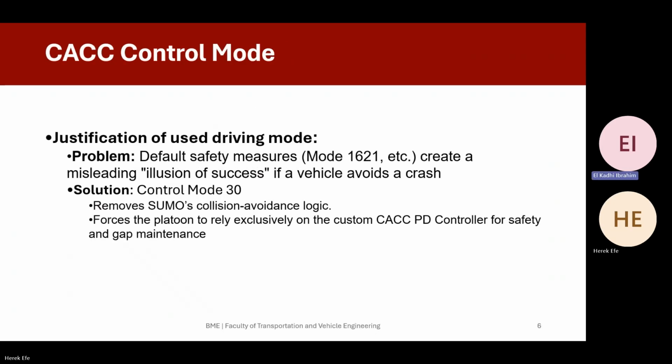The cooperative adaptive cruise control mode is using control mode 30, because using the default mode of 1621 can create a misleading illusion of success. If a vehicle is avoiding a crash with a vehicle in front of it, it will maintain a constant gap, and that can make us feel like we are in control of the platoon, where it's just the SUMO mode taking over. By using mode 30, it removes any collision avoidance logic imposed by SUMO, and it forces the platoon to rely only on the custom cooperative adaptive cruise control PD controller for safety and gap maintenance.